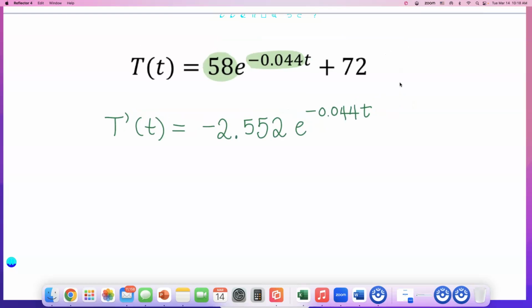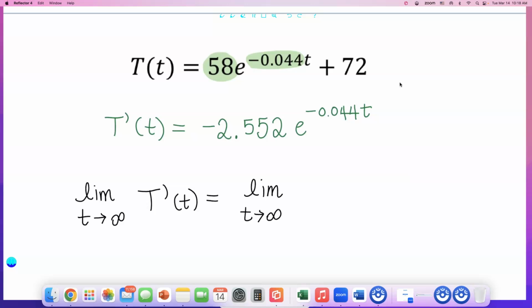Now, what we are doing to answer the question being asked is finding the limit as little t approaches infinity of that t prime of t. So let's write that down. What's the limit as little t approaches infinity of negative 2.552 times e raised to the negative 0.044 t.